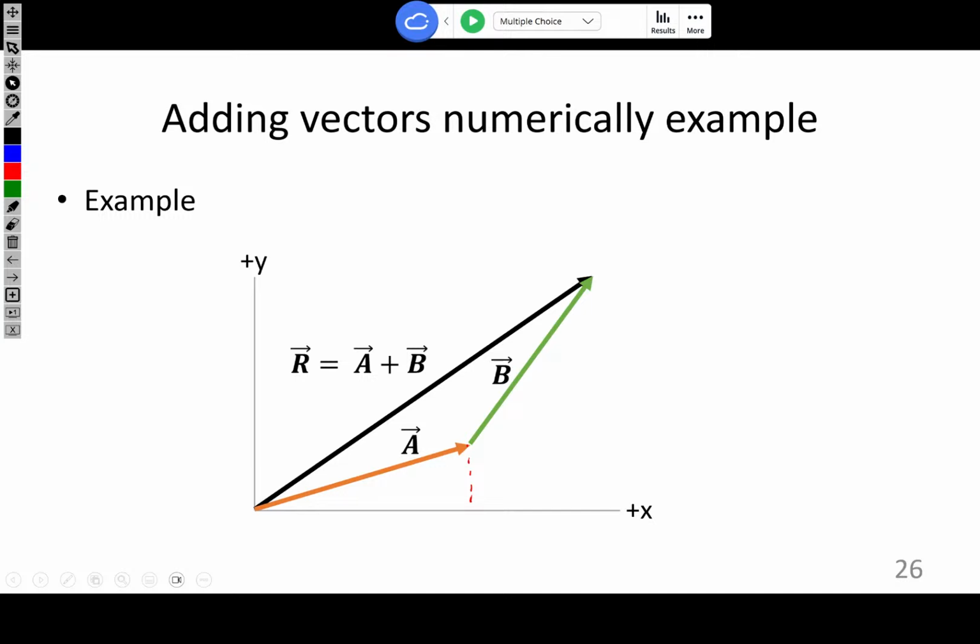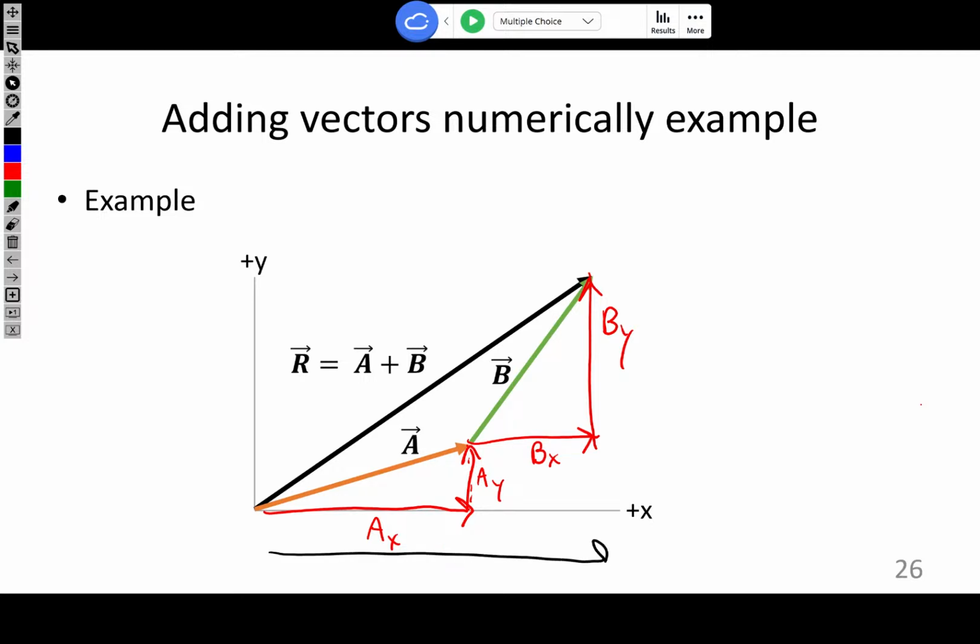So, case in point, we have this example here. We're going to make right triangles. We're going to take A and make a right triangle, and take B and make a right triangle. When we do this, we can say, this is the x component of A, this is the y component of A, this is the x component of B, and this is the y component of B. You can actually see from this picture that if I add Ax and Bx, I get Rx. If I add Ay and By, I get Ry. Oh, look at that. I got the components of the big vector.